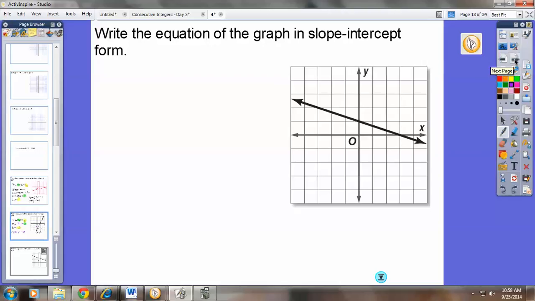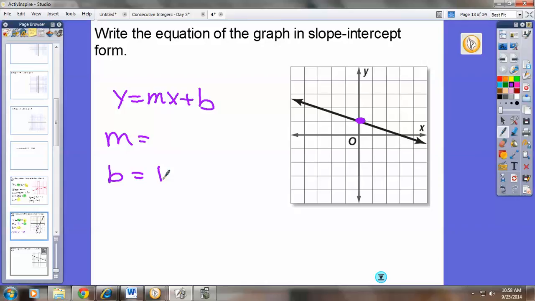Let's look at the third example. Okay, we're writing our equation in slope-intercept form. We need 2 things. We need a slope and we need a y-intercept. Always need those 2 things to write an equation in this form. Looking at your graph, can you pinpoint the y-intercept? Yes. What is it? Positive 1. So my y-intercept, the b, is 1.